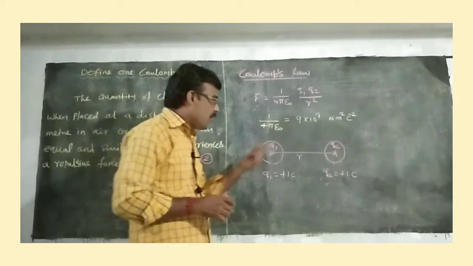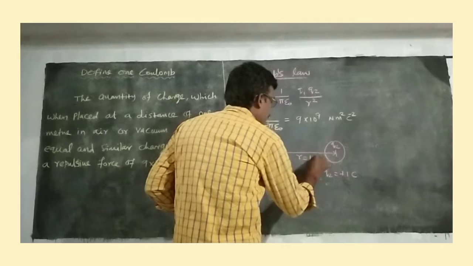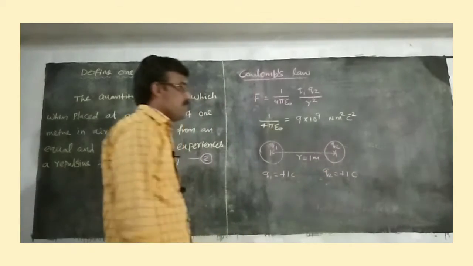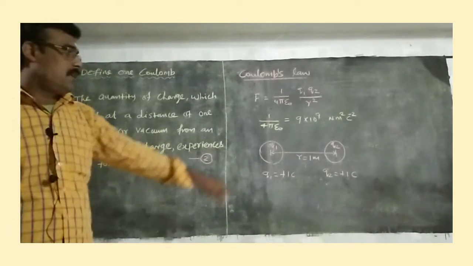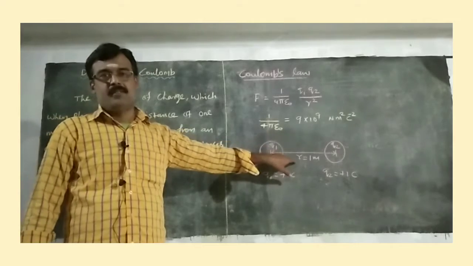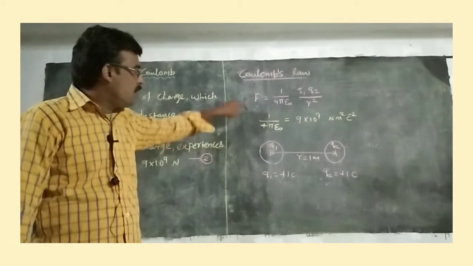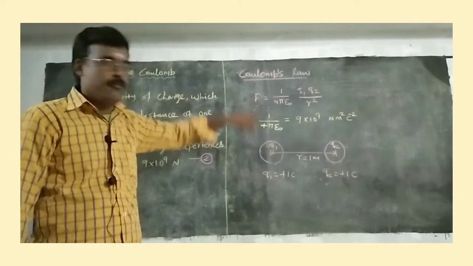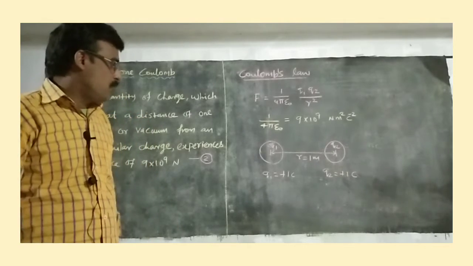So the value of R, the distance between them, we are going to keep as 1 meter. Now you substitute all the values in this formula. F is equal to 1 by 4 pi epsilon naught Q1 Q2 by R square.